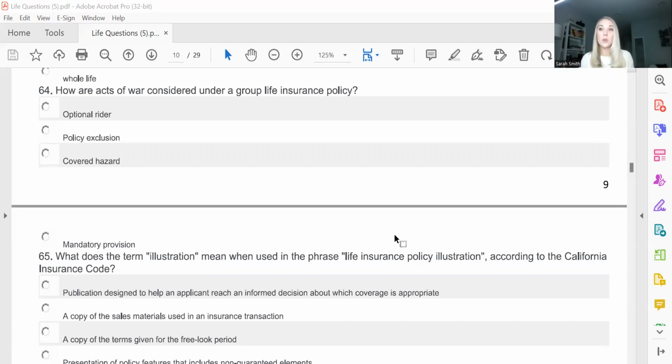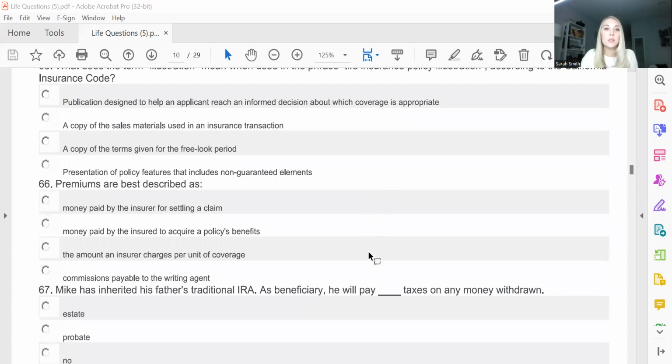For those of you that are in the military or have been in the military, that's why you have your SGLI, right? Your $400,000 policy that's going to pay your family out if you pass away for any military reasons, like an act of war.